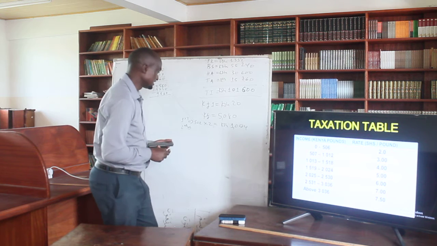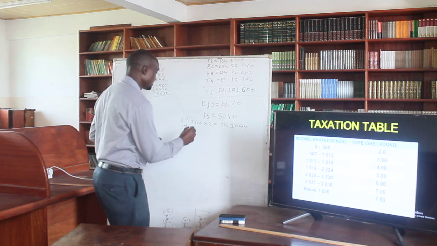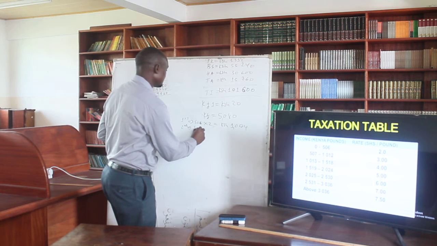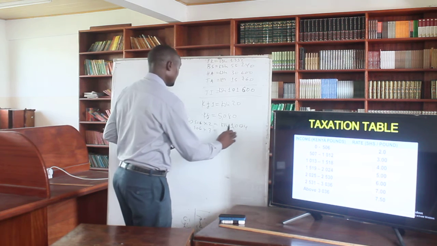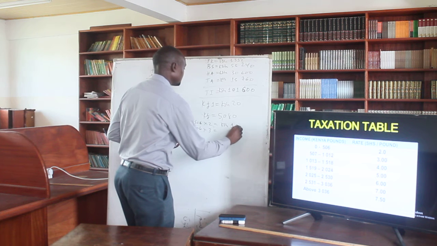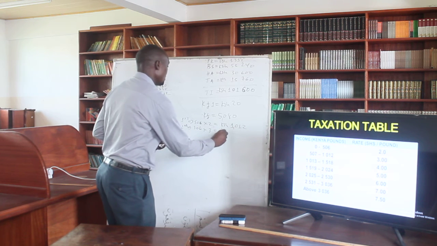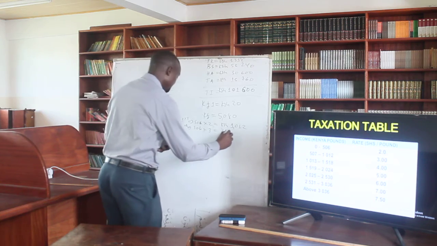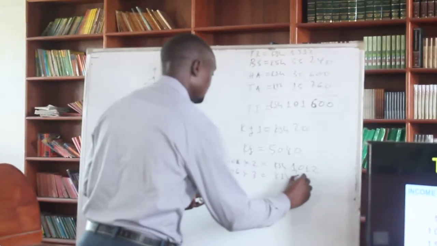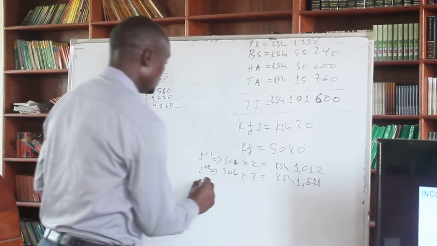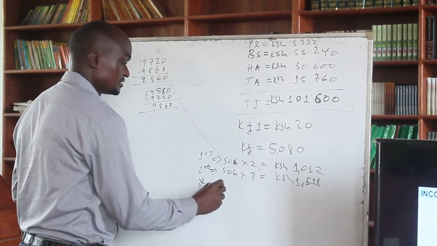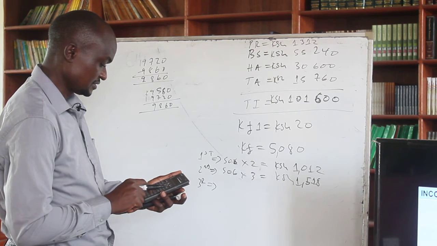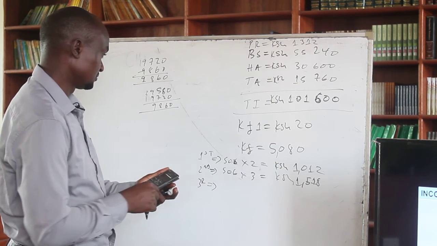Should be the same, 506 multiplied by 3 shillings per pound. 506 by 3. First case, this should be 1012. Here, we multiply this by 3. 506 by 3, and that will give us 1518. We go to the third bracket, just to be sure. 1518.